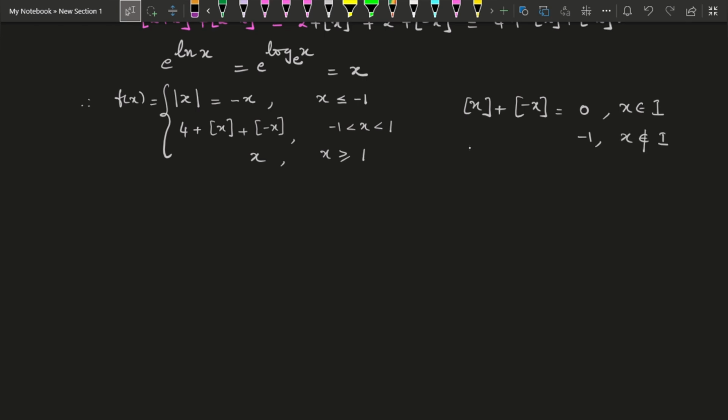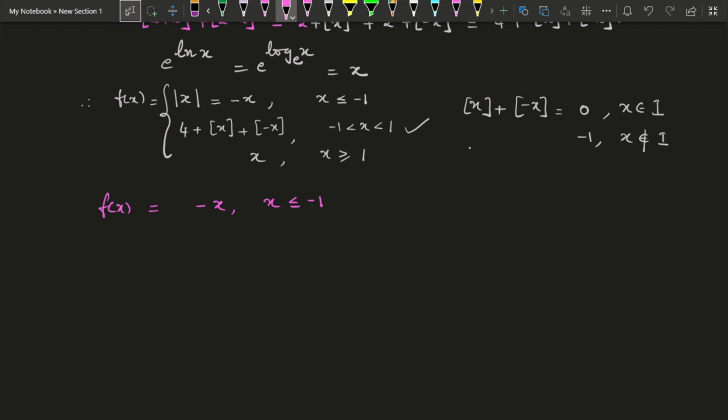So obviously in between minus 1 and 1, there is one and only one integer, 0. So we have to break this interval at 0. Now how can we write the same function? F of x is equal to, obviously the first function is the same, minus x for x less than or equal to minus 1. I am going to break this interval at 0.